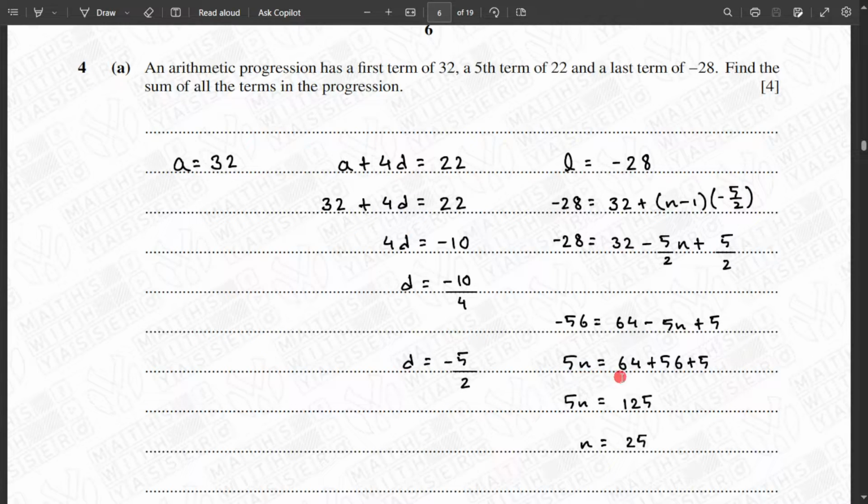So 5n is equal to 64 plus 56 plus 5. So 5n will be 125. That means n is 25. So this is how we manage to find the number of terms in this progression, of which the last term is negative 28. But we are required to find the sum of all the terms in the progression.